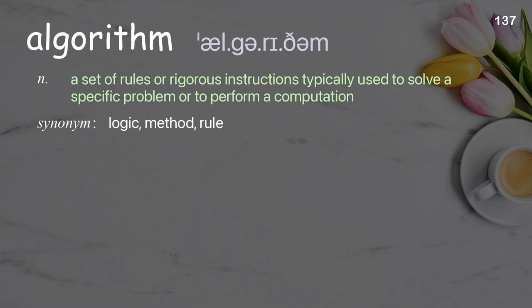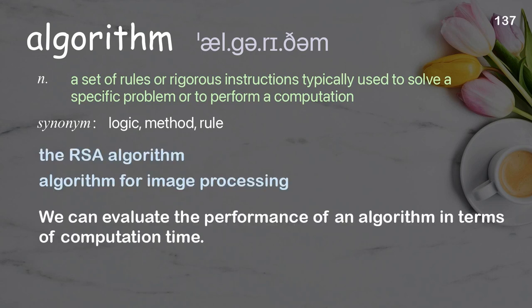Algorithm: a set of rules or rigorous instructions typically used to solve a specific problem or to perform a computation. Examples: the RSA algorithm. Algorithm for image processing. We can evaluate the performance of an algorithm in terms of computation time.